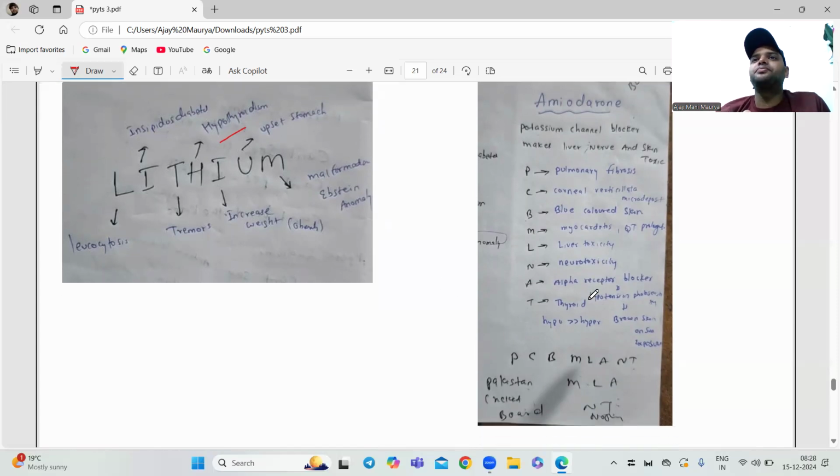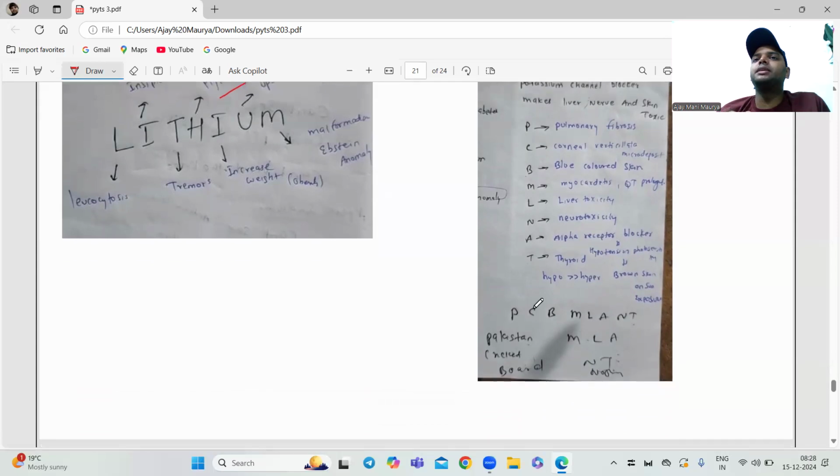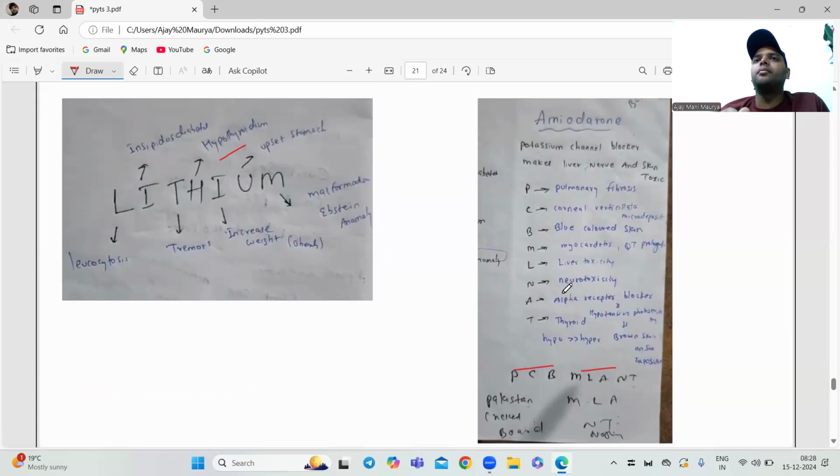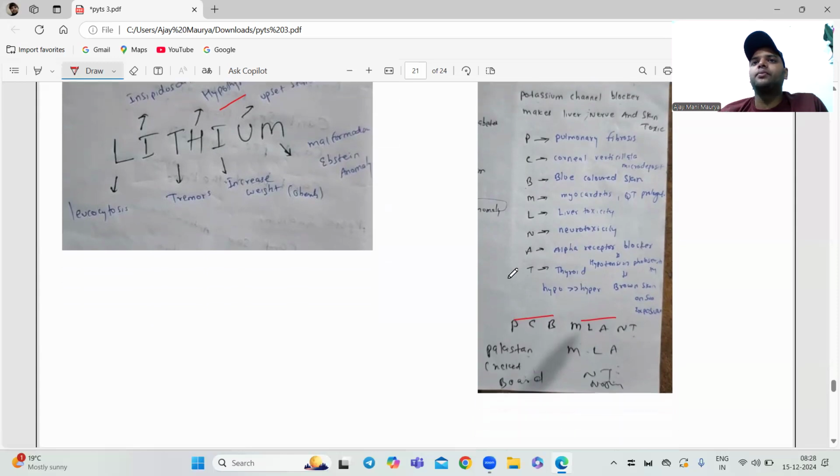Remember the amiodarone. It is the symbol PCB, Pakistan Cricket Board, MLA nothing, NT. So you have to remember P for pulmonary fibrosis, corneal verticillata, blue man syndrome, myocarditis, liver toxicity, neurotoxicity, and also guys, T for thyroid. It is both hypothyroid and hyperthyroid, but the most common is hypothyroidism.